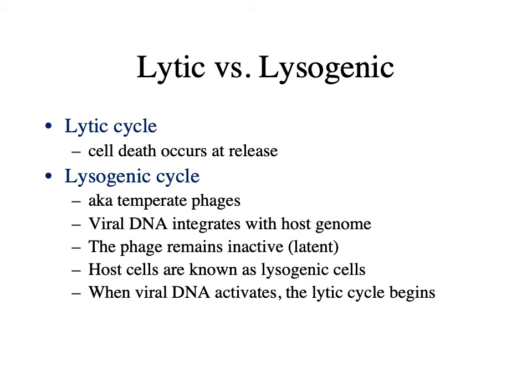What's different about the lysogenic cycle is that the DNA integrates with the host's genome and then stops the process. When the host replicates, it will replicate itself along with this new genome with the integrated DNA. So this can occur for a very long time. The phage becomes latent, just waiting for a trigger to activate it to continue its life cycle. But it will continue to replicate along with the host cells because it's integrated into the host's genome. The host cells are known as lysogenic cells when that viral DNA is integrated into its genome.